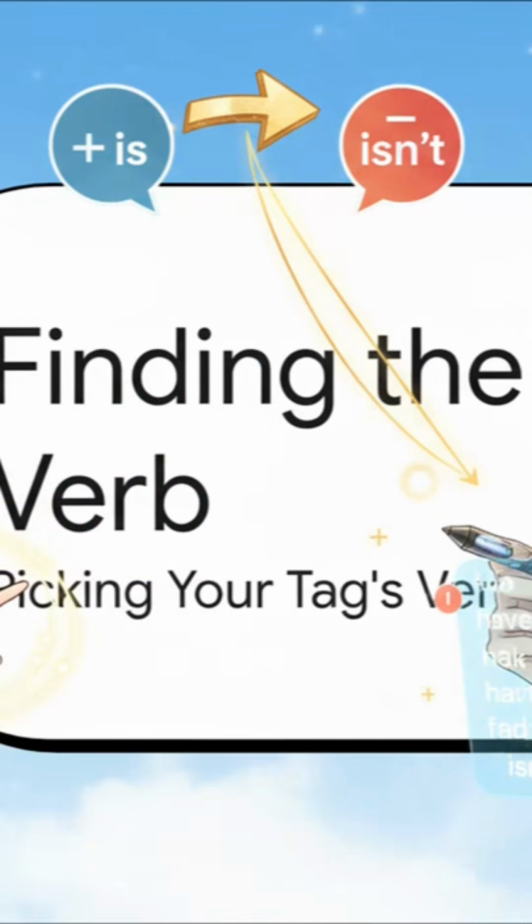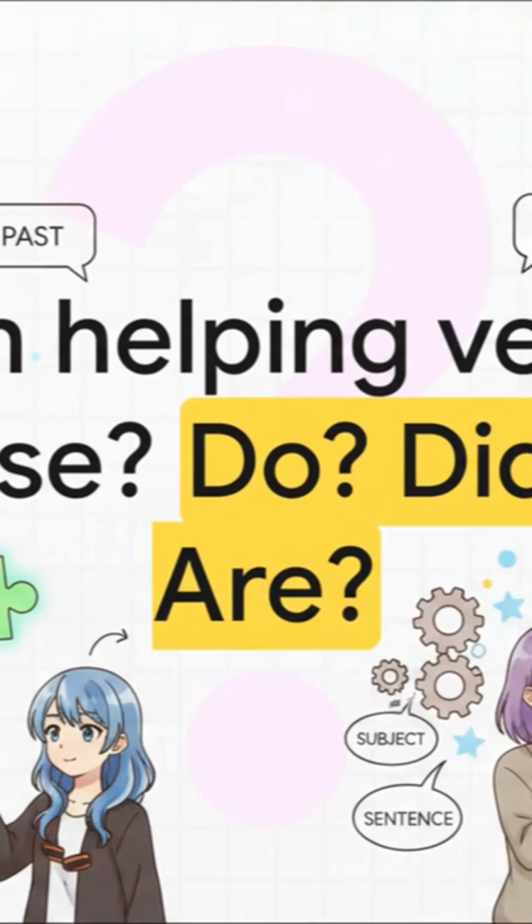Okay, so we've got the positive-negative thing sorted out. But what about the actual verb? How do we choose the right one for the tag? That is the next piece of this puzzle. All right, this is where people sometimes get a little stuck. We know it has to be the opposite, but which verb is it? Do, did, is, are? The good news is, the sentence itself gives you all the clues you need. You just have to know what you're looking for.